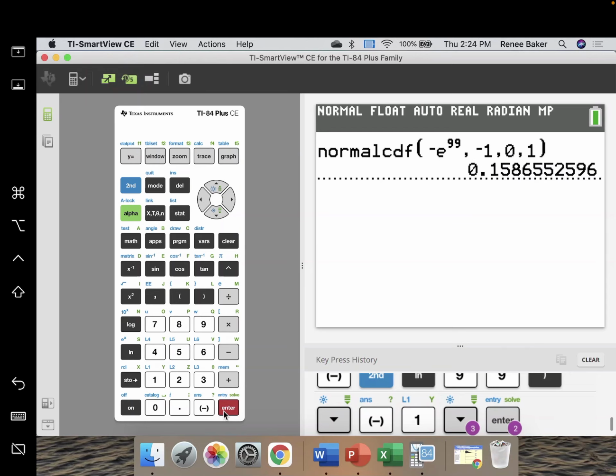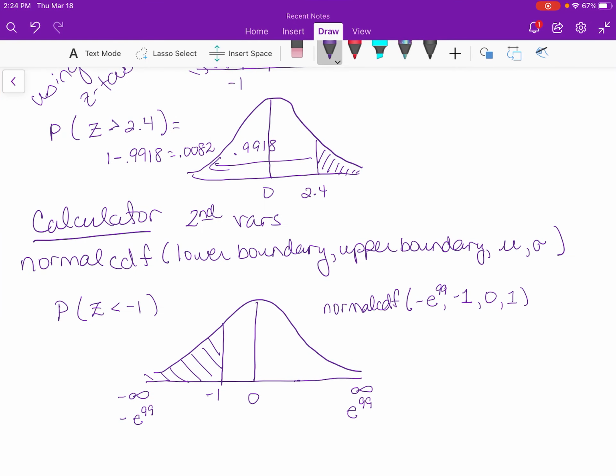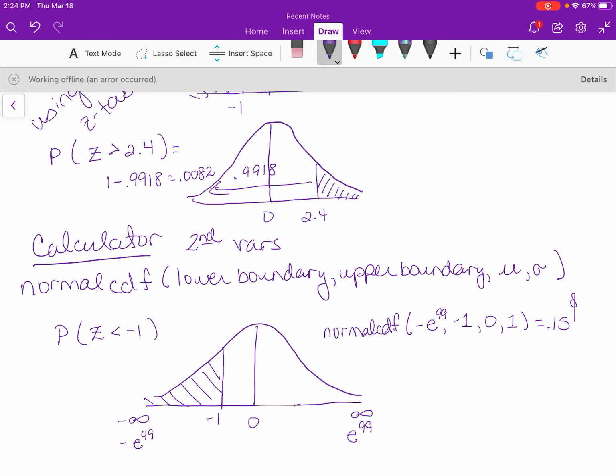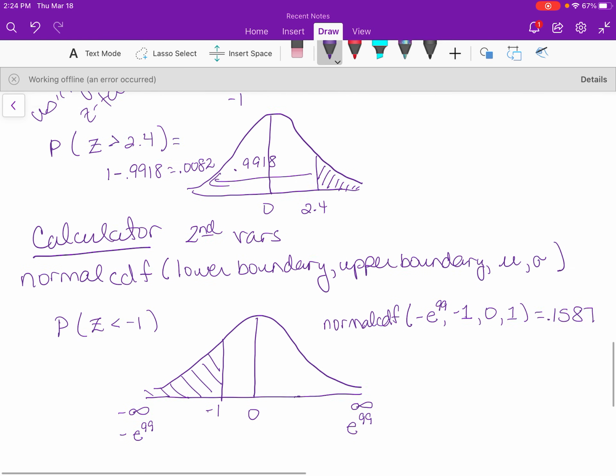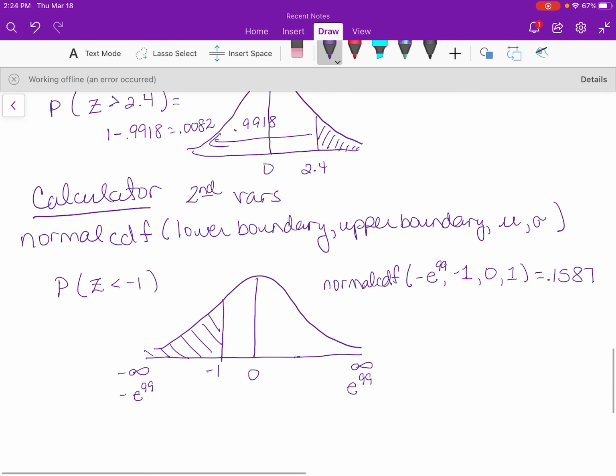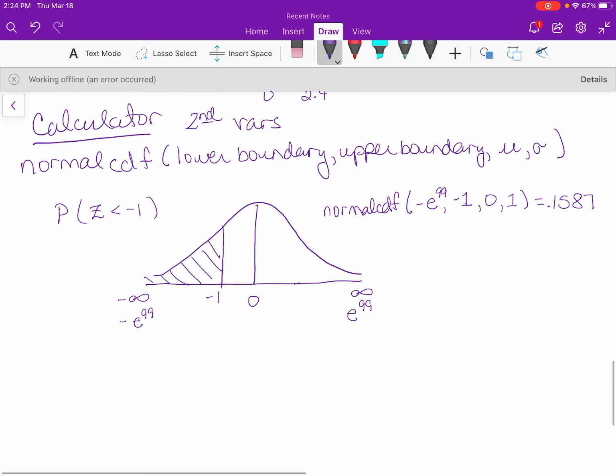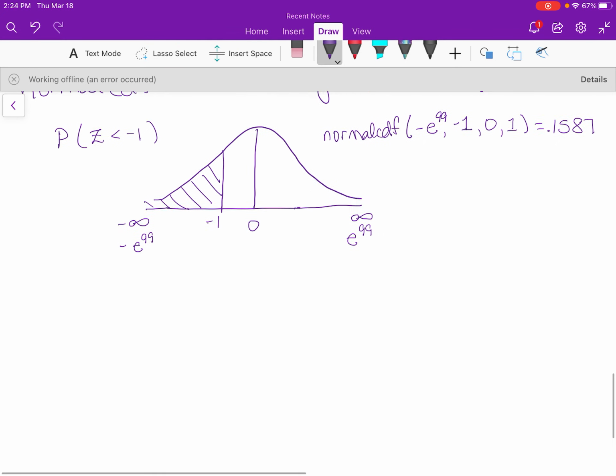And when you hit enter, you get 0.1587 if you round. But notice you get a lot more decimal places for your probability. So I'm still getting the same answer I did earlier. But it's much easier, and using the functions on your calculator will help you find any direction, any boundaries a lot quicker than trying to use the table. Let's go back and do the other one.